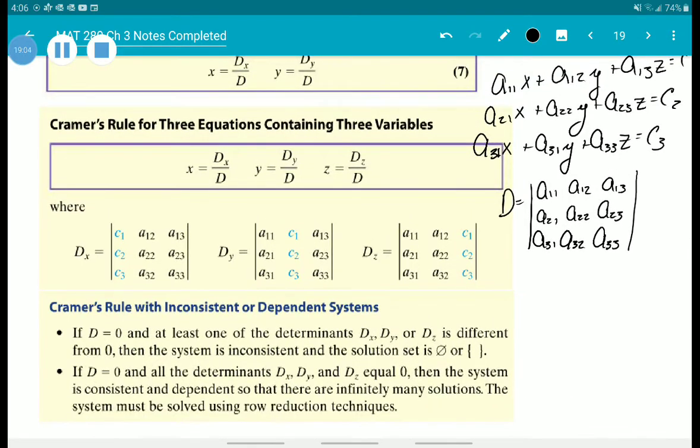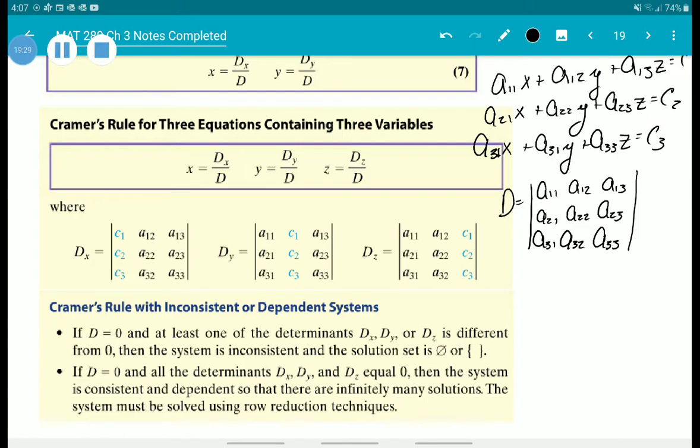So Cramer's rule works great if there is one solution. So if we get a unique solution, which means in 2 dimensions we have 2 lines intersecting, in 3 dimensions we have 3 planes intersecting, and they're intersecting at one point. It falls apart a little bit if we have no solution or if we have an infinite number of solutions.